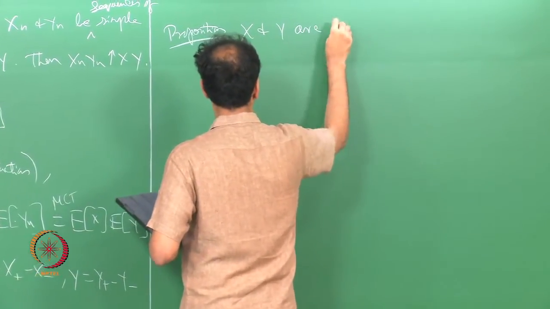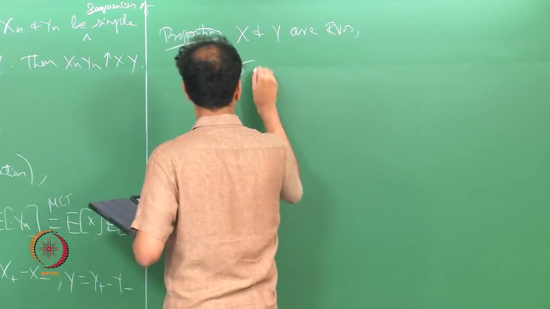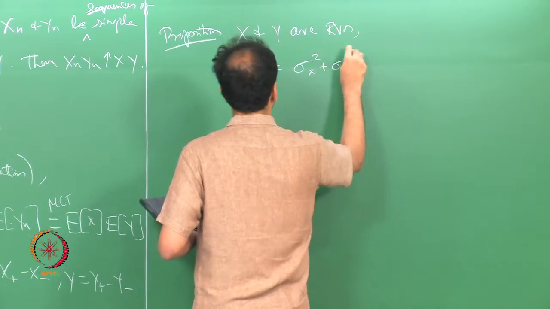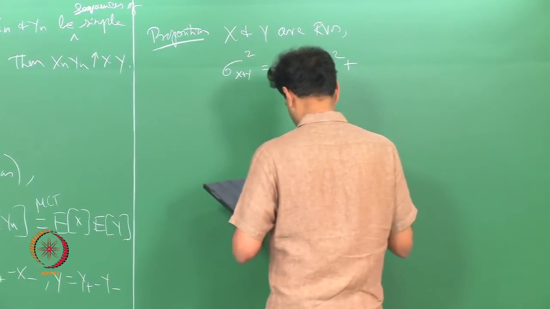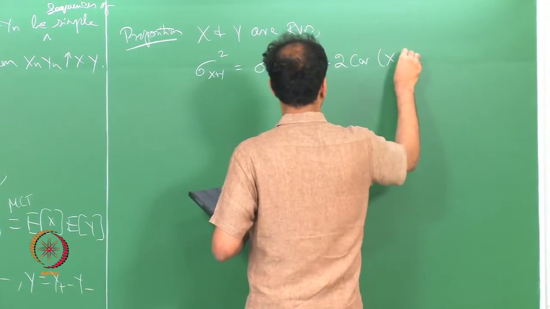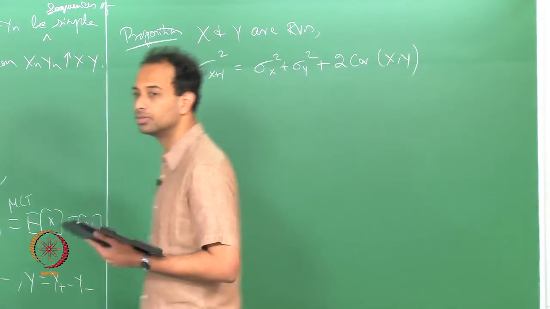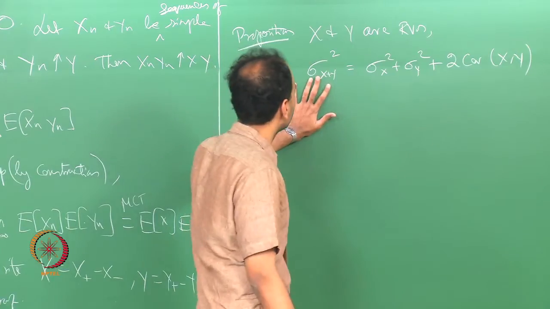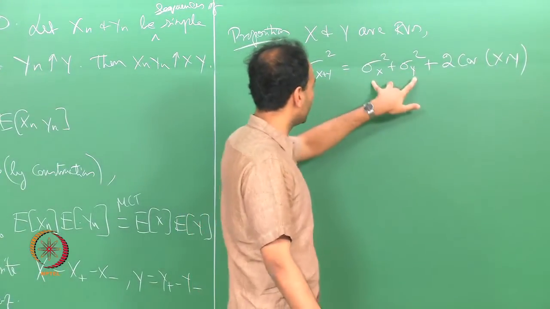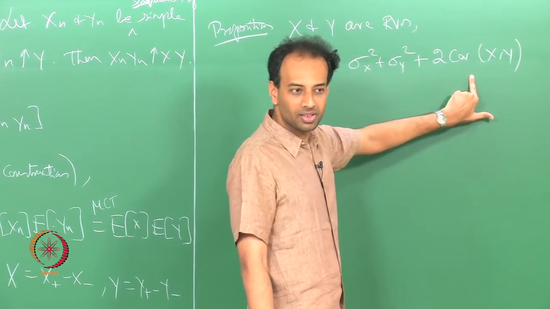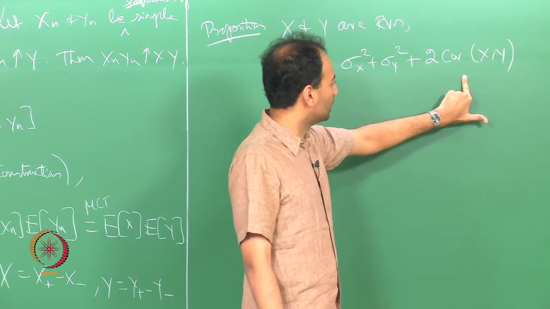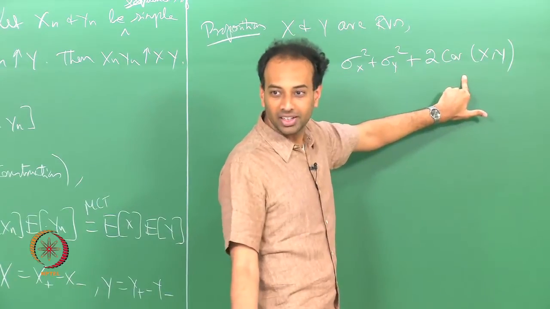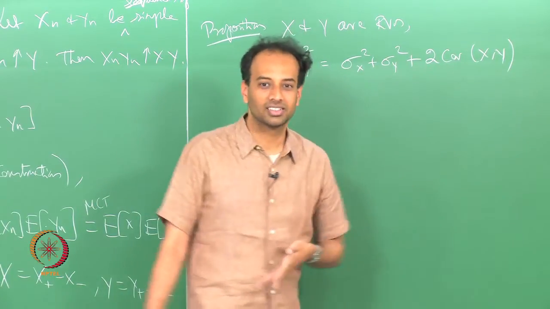So I will just state a proposition that says if x and y are random variables, then sigma_{x+y} squared is equal to sigma_x squared plus sigma_y squared plus twice the covariance of x comma y. So if you are interested in computing the variance of a sum of two random variables, then you have to sum the two variances and add twice the covariance. But if x and y are uncorrelated, or in particular independent, you can just add the two variances and say that is the variance of the sum.